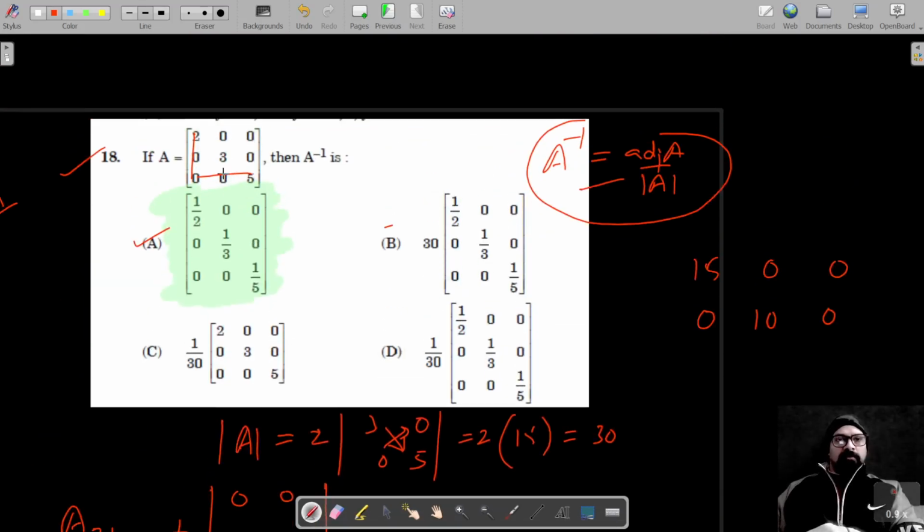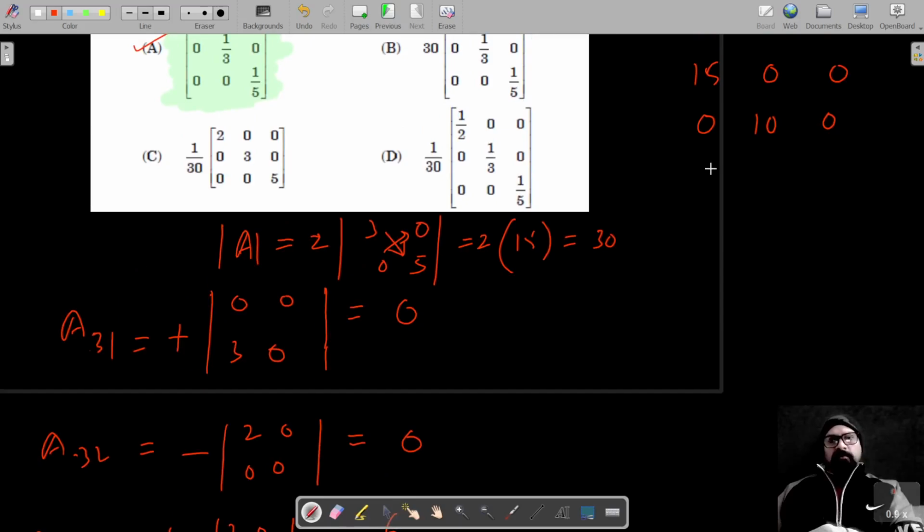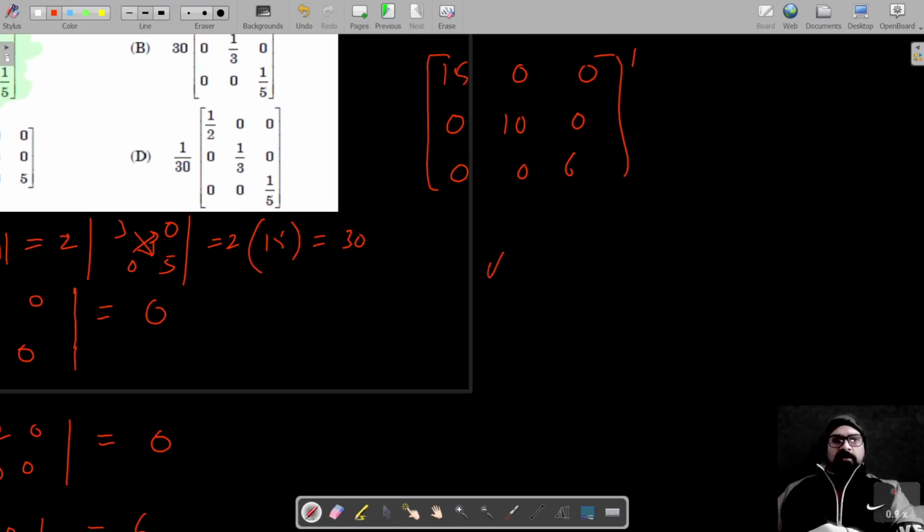So this is 2003, which gives me 0, once again 0, and this is equal to 6. So 006, 006, and we have to find the transpose of this to get the adjoint of A. So the adjoint of A is the transpose of this, which is 15, 0, 0, 0, 10, 0, and 006.